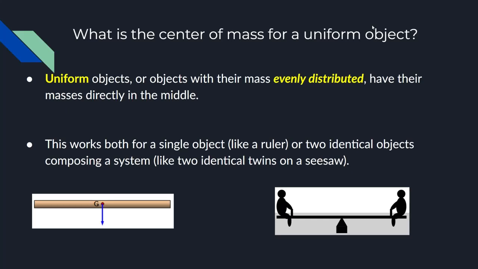But this also works for a system of objects, like two people on a seesaw. In this case, if we have two identical people on the seesaw, the center of mass would be right there in the middle. Or better yet, if we had two planets or two stars of equal mass, the center of mass would be directly in the middle.